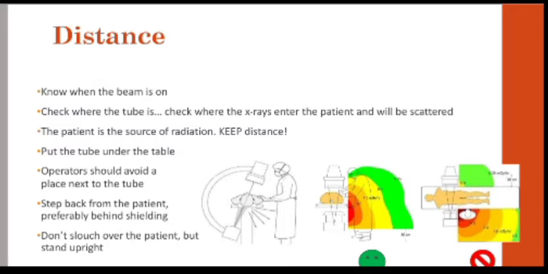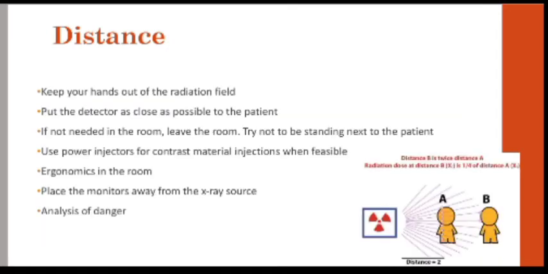The operator should avoid a place next to the tube. Step back from the patient, preferably behind shielding. Do not slouch over the patient, but stand upright. Keep your hands out of the radiation field. Put the detector as close as possible to the patient. If not needed in the room, leave the room. Try not to be standing next to the patient. Use power injection for contrast material injection when feasible.